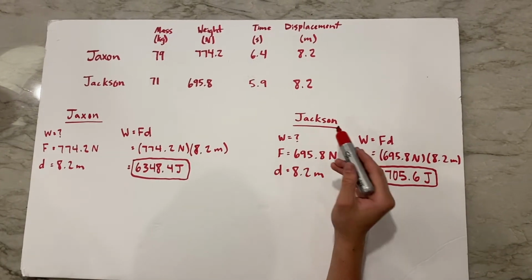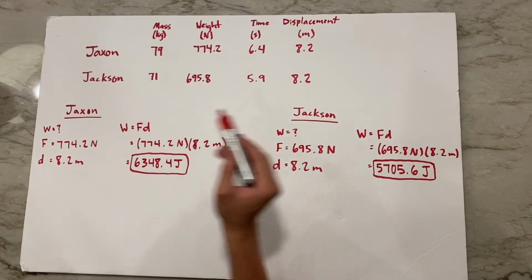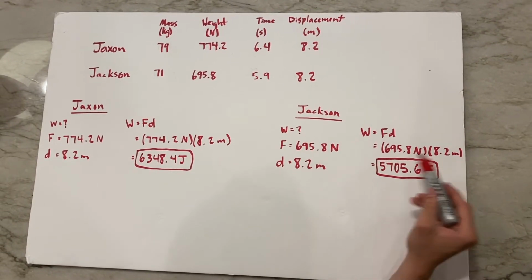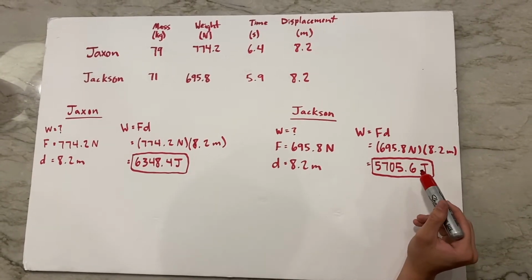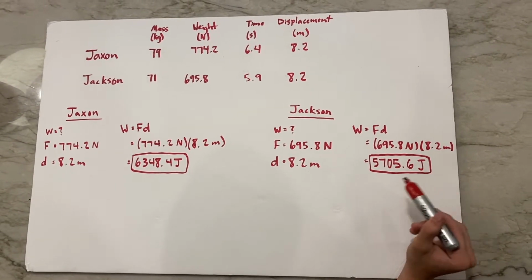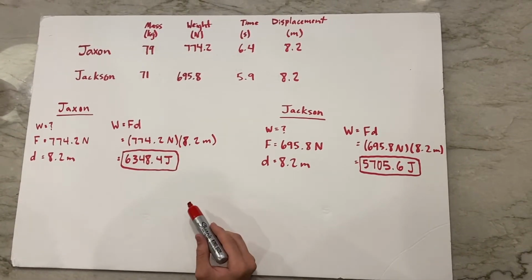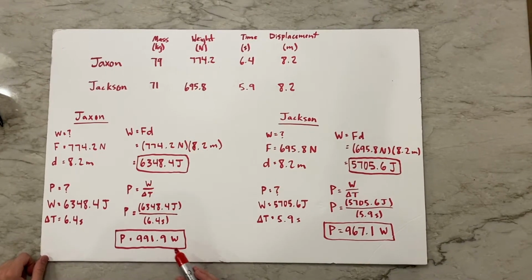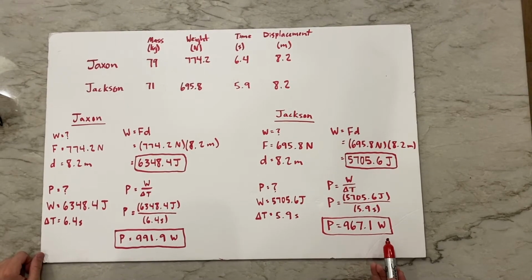For this Jackson, it's the same thing, except instead of the 774.2 newtons, he measured 695.8 newtons. So when you plug that in, you get 5,705.6 joules. Now that we have the work for both of them, try and calculate the power for each Jackson. For our first Jackson, we got 991.9 watts. Over here, we got 967.1 watts.